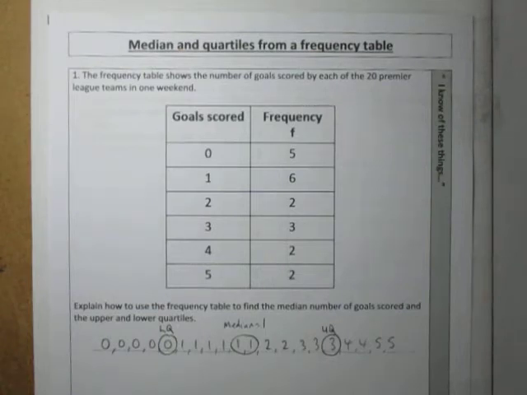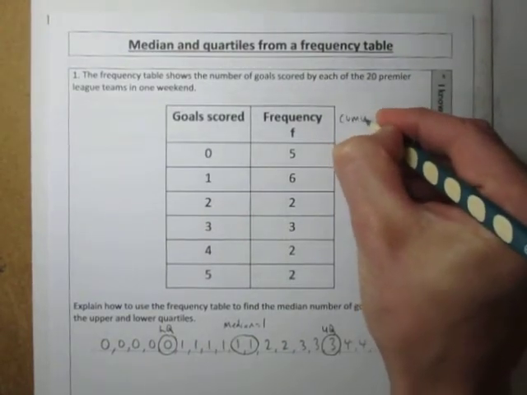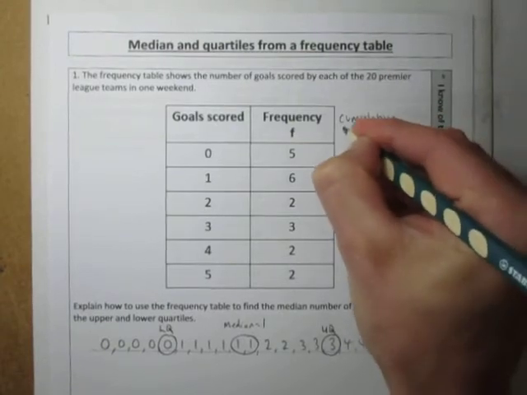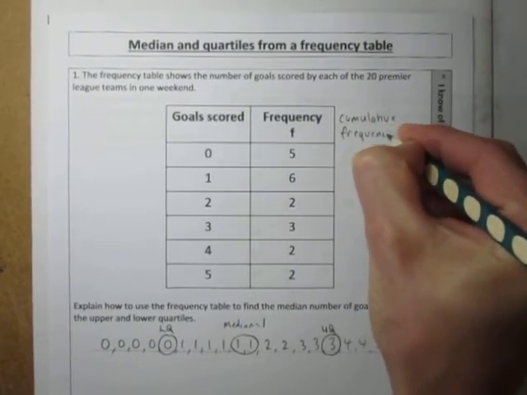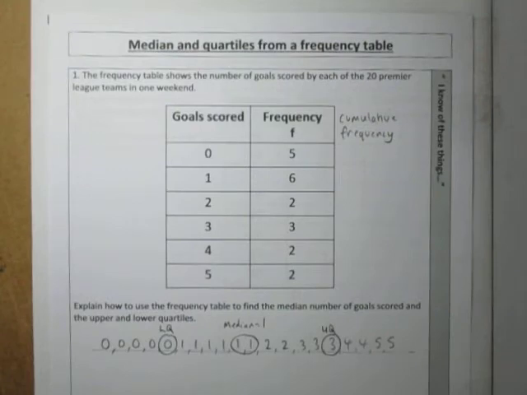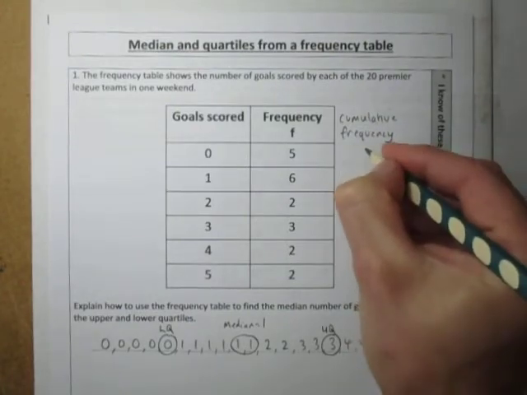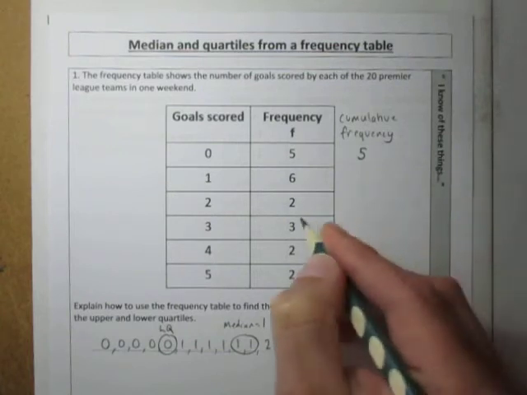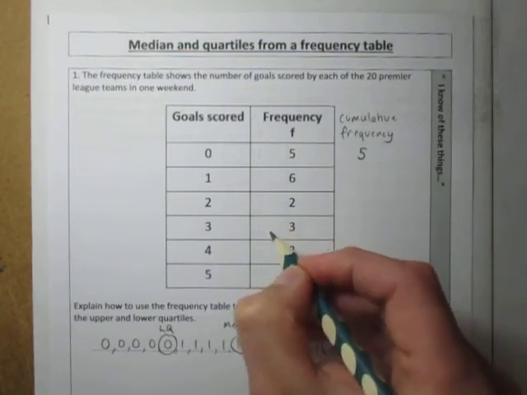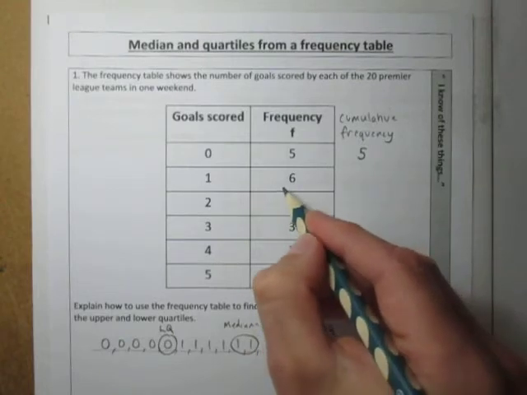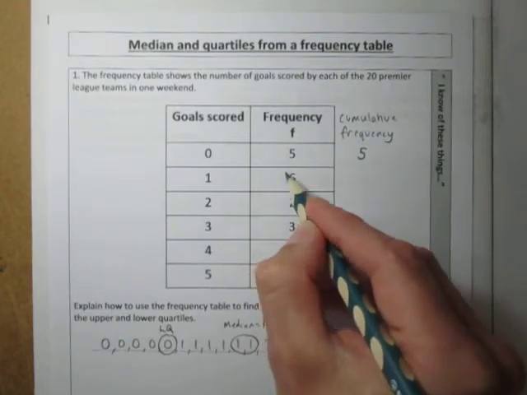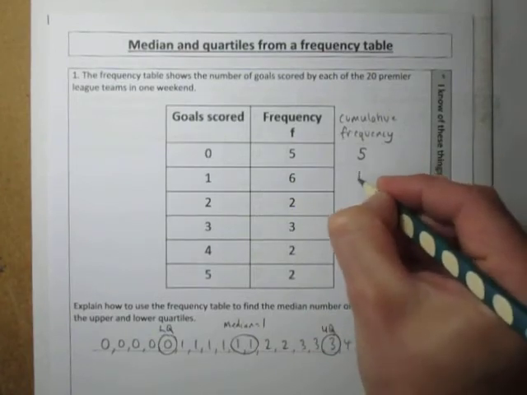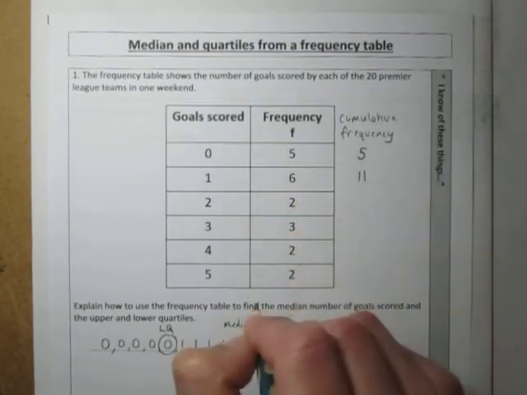Well, the first step is going to be to put the data in order for the frequency table, and we do that using something called the cumulative frequency, which is basically just a running total of the frequencies as we go along. So we start off with 5, that's 5 teams who've scored 0 goals or less. And now we want to know the number of teams who've scored 1 goal or less, which is going to be 6 who scored 1 goal plus the 5 who scored 0 goals. So that's going to be 11. 5 plus 6 is 11.